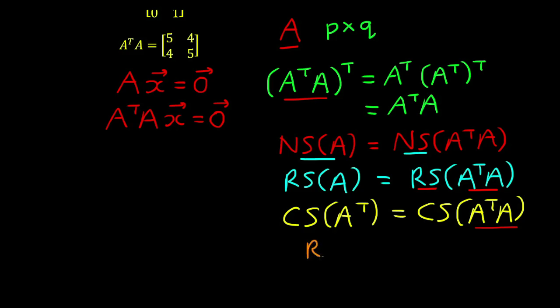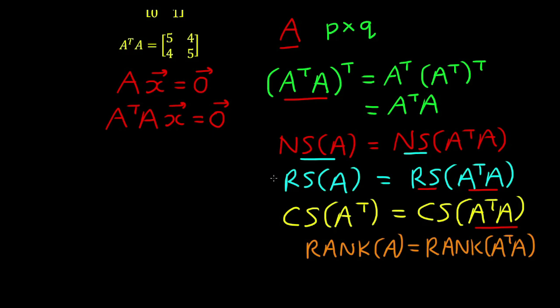And the rank of A is equal to the rank of A transpose A. Because note that the row space of A and the column space of A have the same dimension, which is the rank of A. And similarly, the row space of A transpose A has the same dimension as its column space. So therefore, given the row spaces are the same, the ranks are the same.